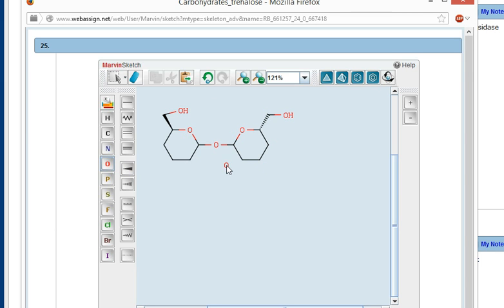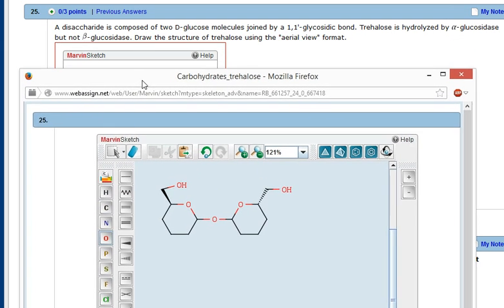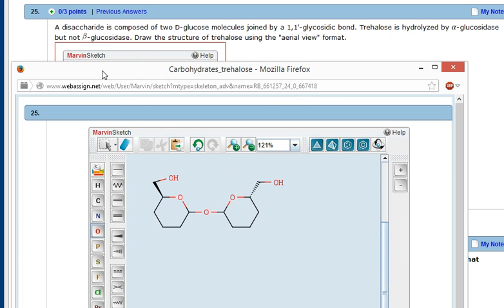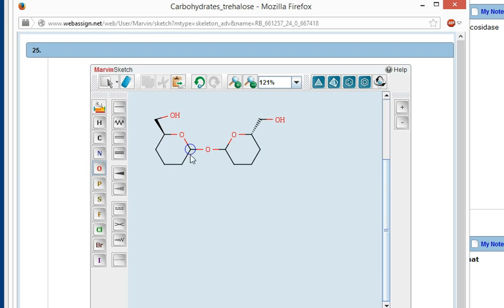Now, the other thing we can do to make our life easy is look at the anomeric carbons. What's the stereochemistry there? The information given in the question says it's hydrolyzed. So the glycosidic linkages are hydrolyzed by alpha-glucosidase, but not beta-glucosidase. So, translation, they're only alpha at the anomeric carbons. So if we look at this glycosidic linkage here, we know it has to be alpha.